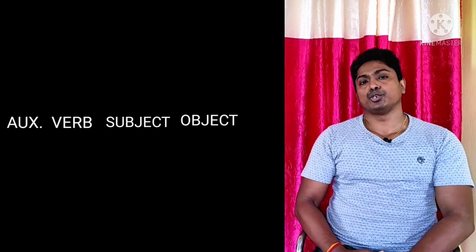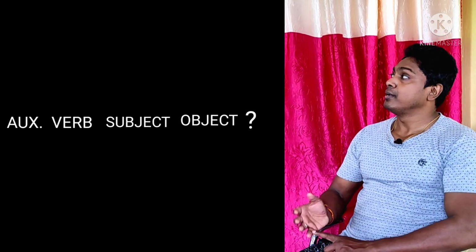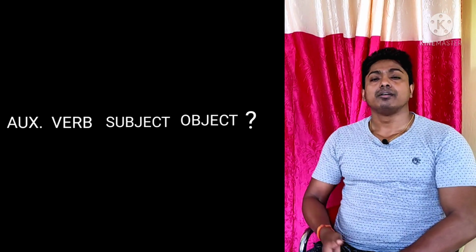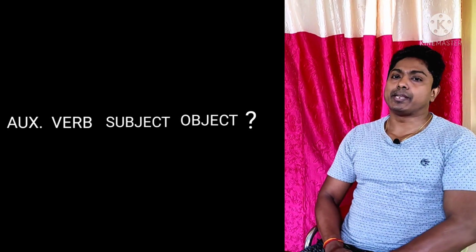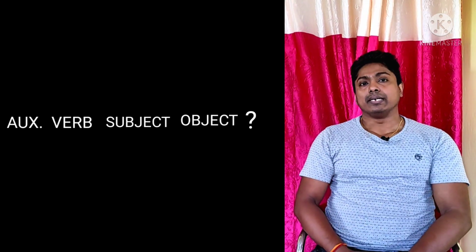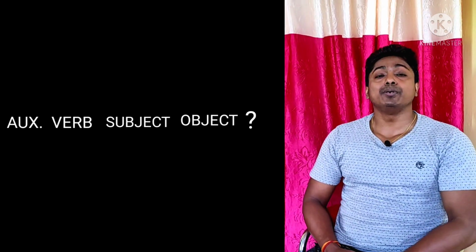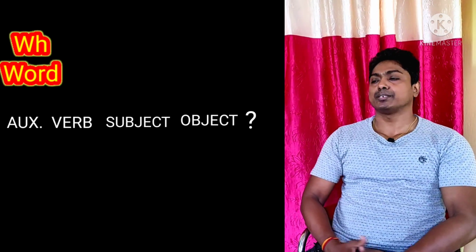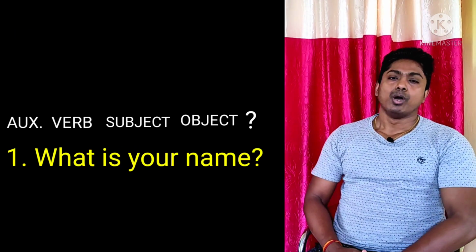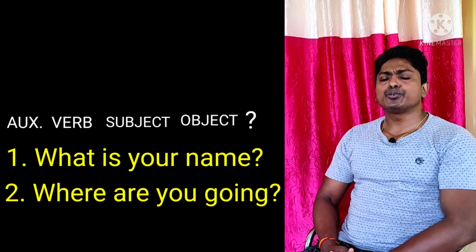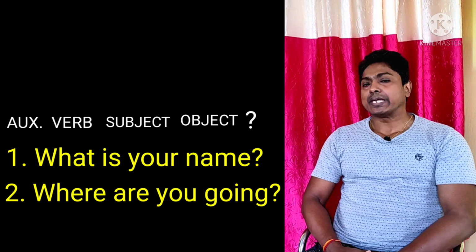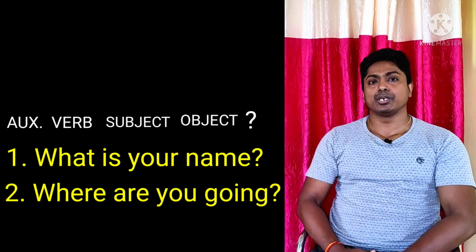Very simple. Interrogative sentence starts with an auxiliary verb, then subject and then object, and finally there should be a question mark. So auxiliary verb, subject and object, finally a question mark, then it will be an interrogative sentence. But in some cases there may be a WH word at first. For example, what is your name? Where are you going? These are also interrogative sentences, but here the sentence starts with a WH word.